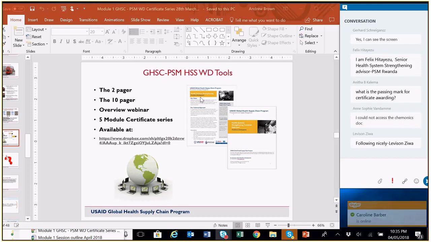I mentioned the 10-pager. The 10-pager is a particular document that goes into some detail about the things we're talking about, and we'll be using this as a bit of a textbook over the next 4 weeks. There is also in this Dropbox a quick introductory webinar which talks about similar things as what we're talking about today, but not in the context of the certificate series.